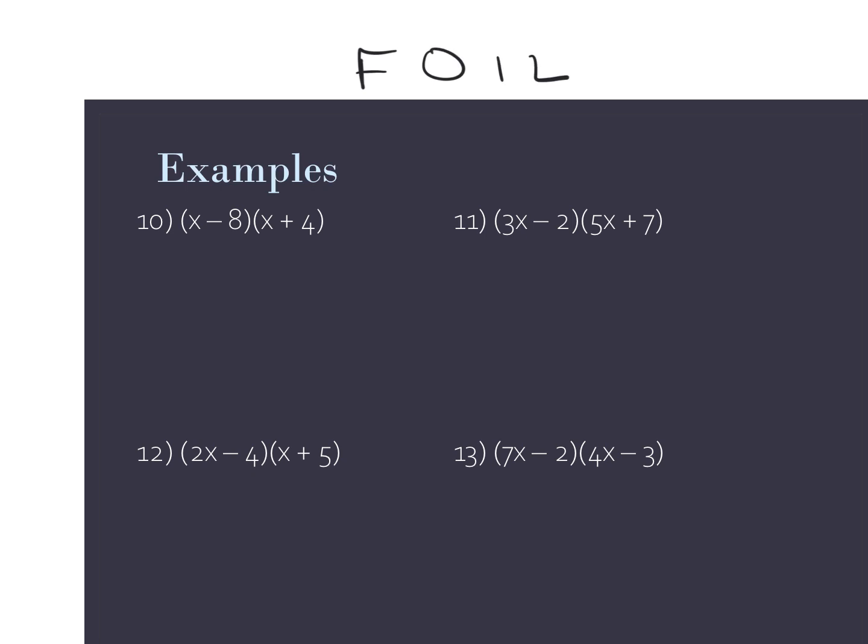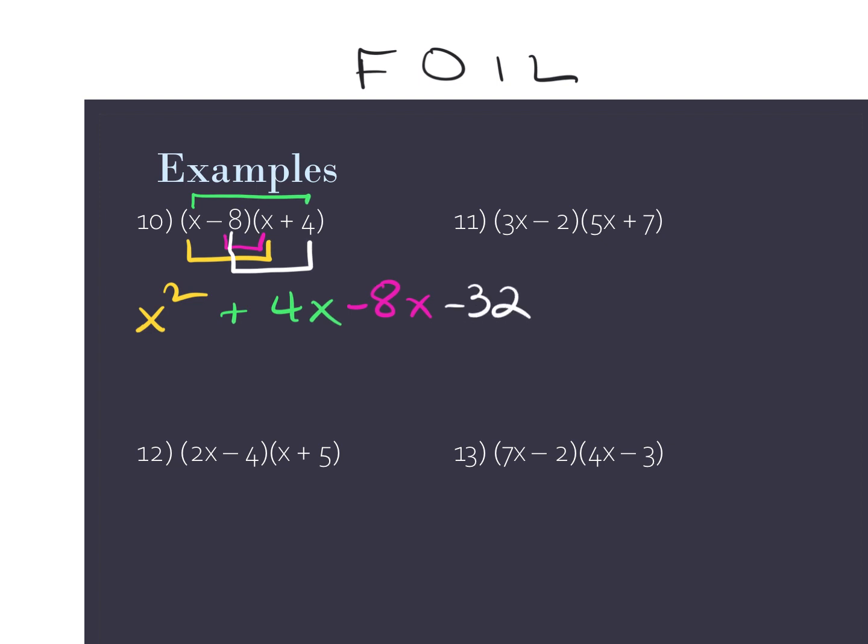And what I mean by FOIL, I'm going to take the first term of each binomial and multiply it. Essentially what I'm doing is distributing the x to the x. I get x squared. And now I'm going to do the two outer terms, which again is still just distributing the x to the 4, and I get 4x. And now I have to do the inner terms, or start distributing the negative 8 to the x. And then lastly, the last term of each, negative 8 times positive 4 is negative 32.